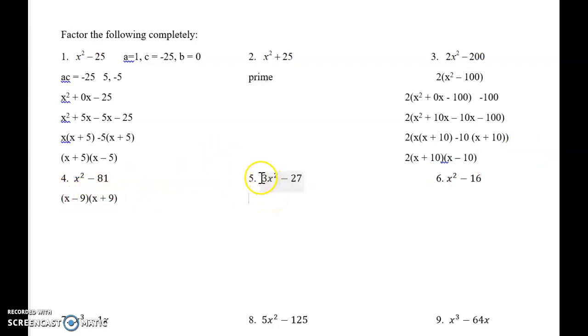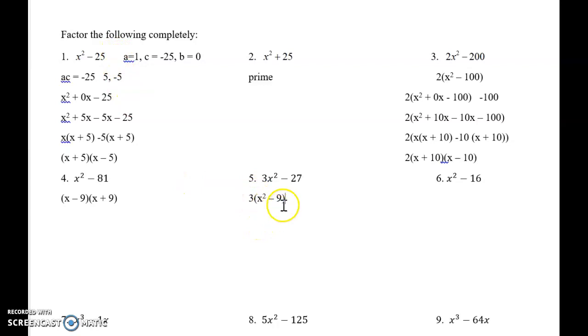On number 5, again, 3 is not a perfect square number, nor is 27, but I noticed that those have a GCF of 3. So I'm going to factor out the 3. And then what I will have left in the parentheses, dividing each of those by 3, is x squared minus 9.